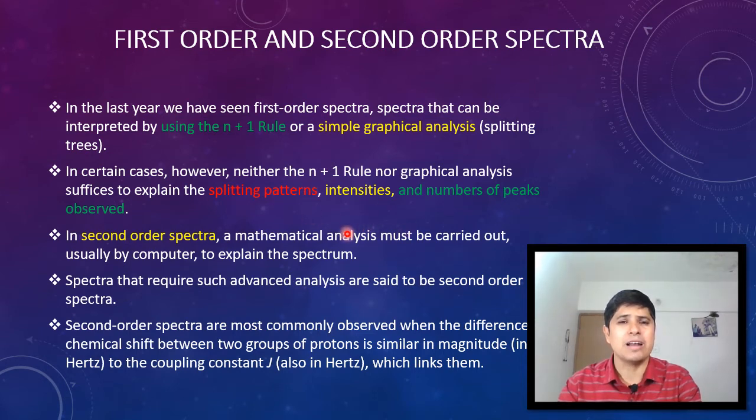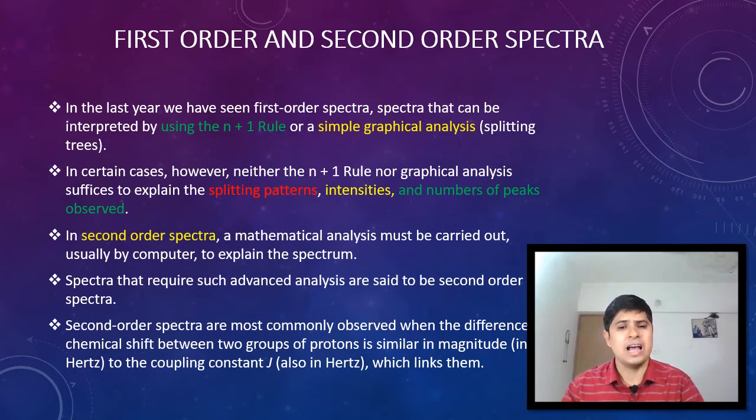So such types of spectra are what? Complex spectra. In second order spectra, a mathematical analysis must be carried out, usually by a computer, to explain the spectrum. Spectra that require such advanced analysis are called second order spectra. So these are complex spectra, hence we require such advanced analysis, hence they are called second order spectra.